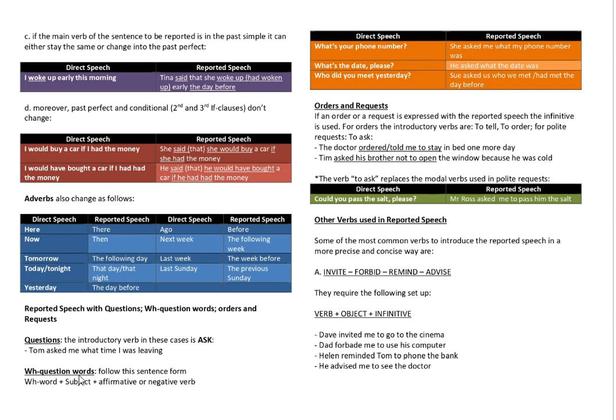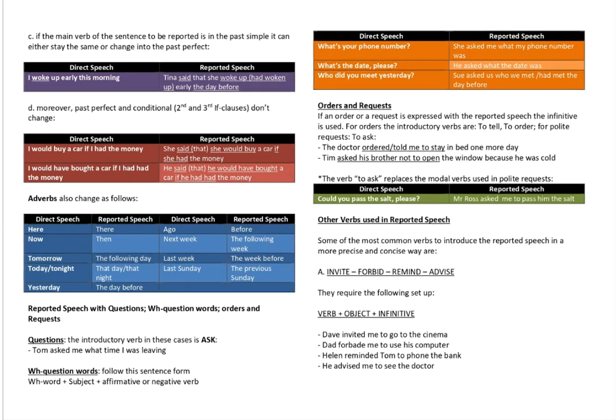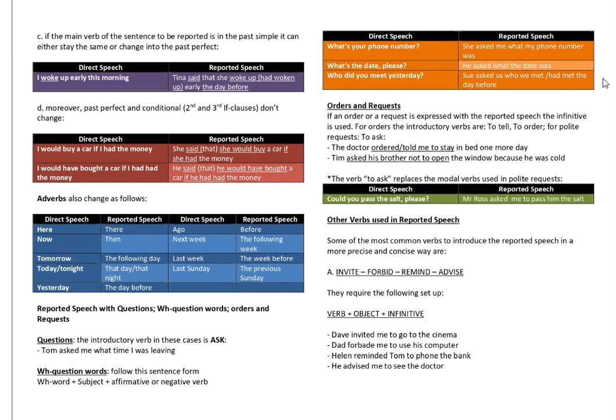With WH question words, the sentence follows this form: the WH question word plus the subject plus the affirmative or negative verb. As you can see in this chart then, in the direct speech we have, what's your phone number? She asked me what my phone number was. What's the date, please? He asked me what the date was.